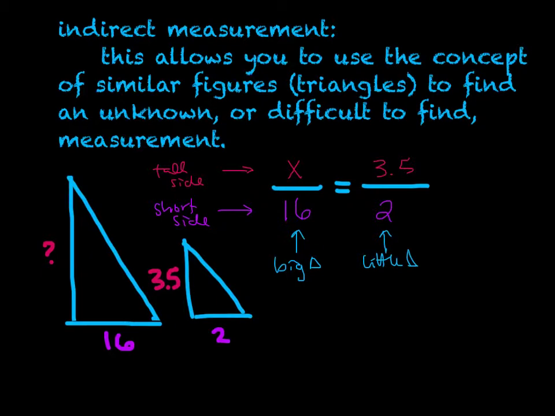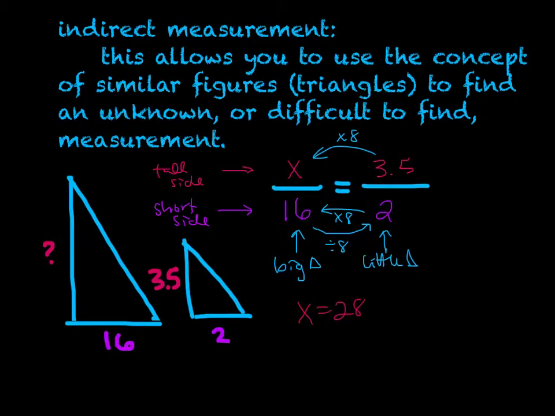Essentially, we can find scale factors. How many times does 2 go into 16, or 16 divided by 2, gives the scale factor. If we do that, we can see that we're dividing by 8, so that means if we're going to go in the other direction, we need to multiply by 8. We can do the same thing here, multiply by 8, so 3.5 multiplied by 8 is essentially where x is equal to 28.